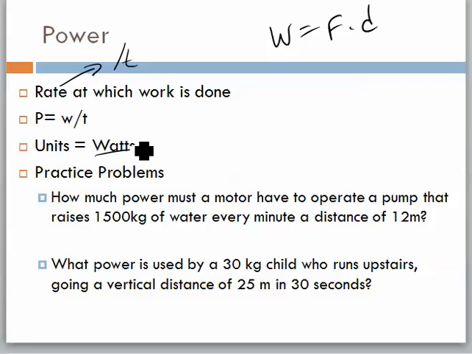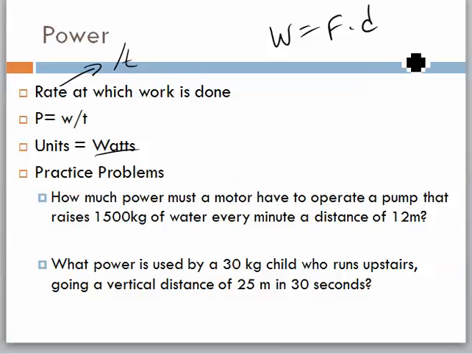let's look at our practice problem here. How much power must a motor have to operate a pump that raises 1,500 kilograms of water every minute a distance of 12 meters? Some pumps are going to have more power, meaning they'd be able to lift more than 1,500 kilograms of water. Some are going to have less power, which means they'd lift less than 1,500 kilograms of water. Not all pumps are rated the same.